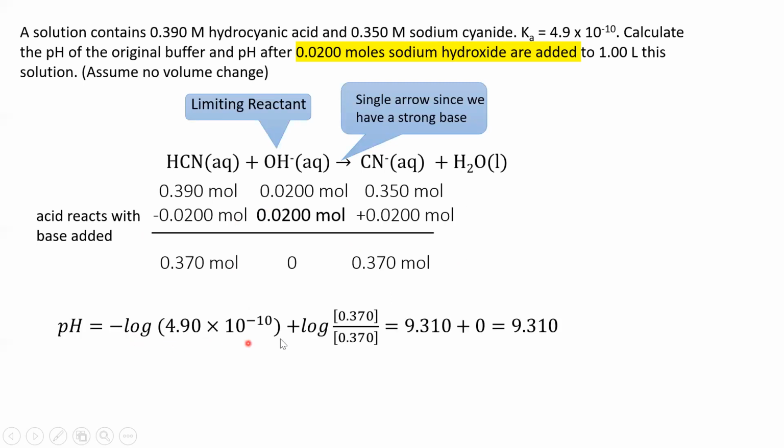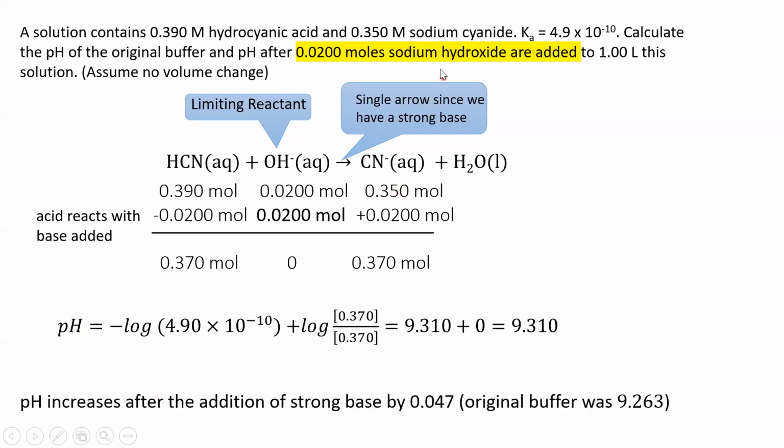So the pKa plus the log of the new concentration of the base over the acid. And this one actually is a little bit different because the concentration of the base and the acid in the buffer solution are equal to each other. 0.370 divided by 0.370 equals 1. And the log of 1 equals 0. So the pH equals the pKa.